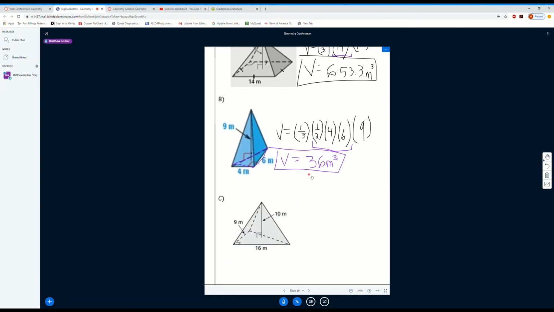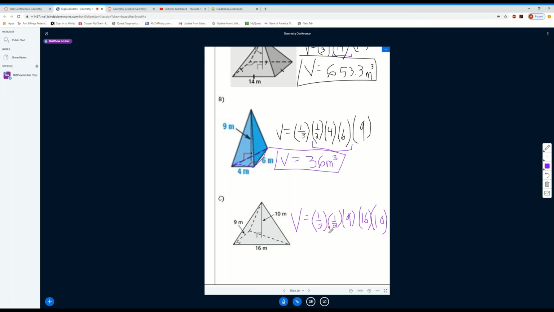Next pyramid. The base is again a triangle. So this is exactly like the last problem. The volume of the pyramid is 1/3 times the area of the base. The area of the base is 1/2 of 9 times 16 times the height of that pyramid, and the height of that pyramid is 10.